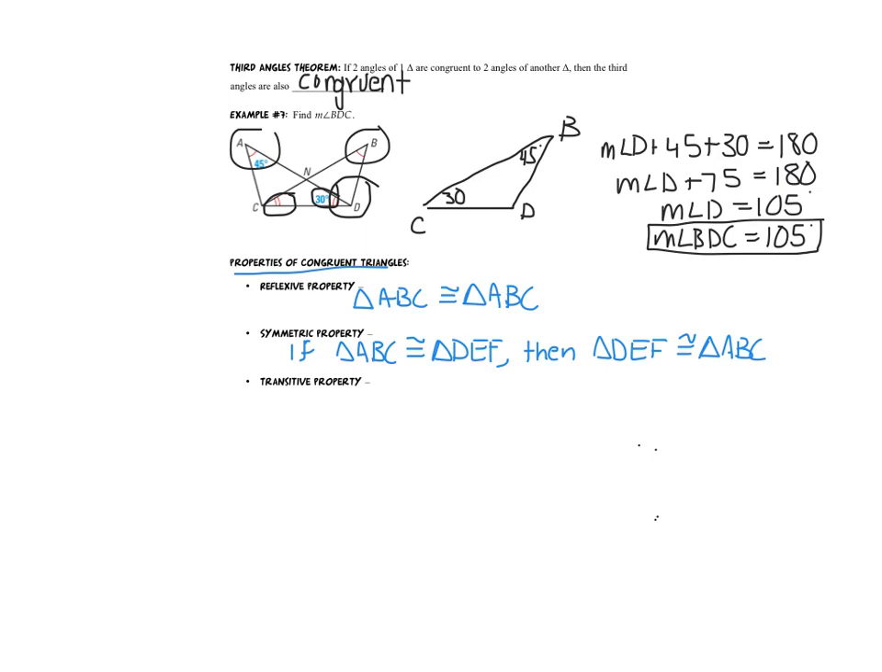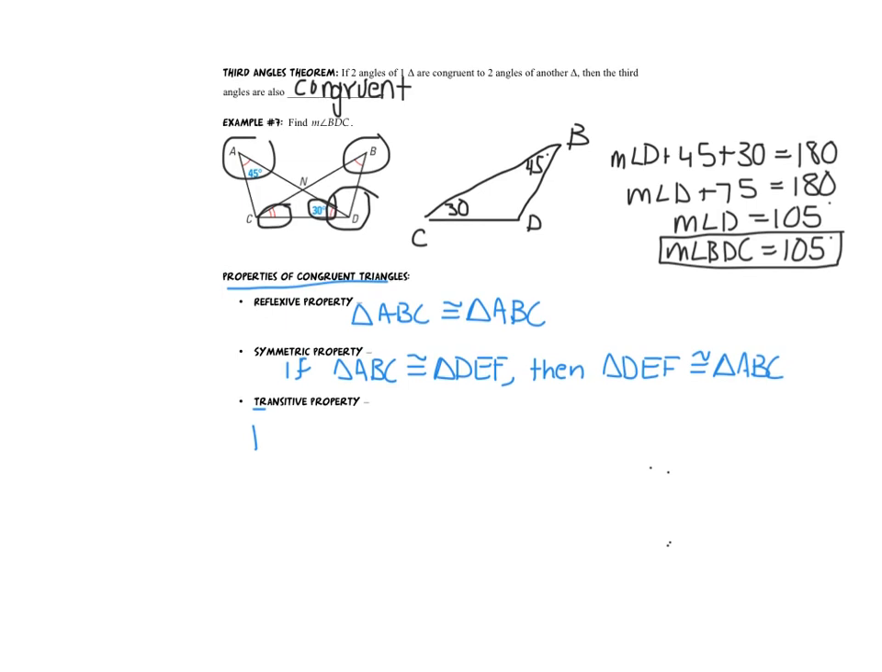The last one here is called transitive property. So transitive starts with the T. It's going to involve three things. That's how I always have students try to remember it. And this says if triangle ABC is congruent to triangle DEF, and triangle DEF is congruent to some third triangle. That's why there's three things. Let's call it XYZ.